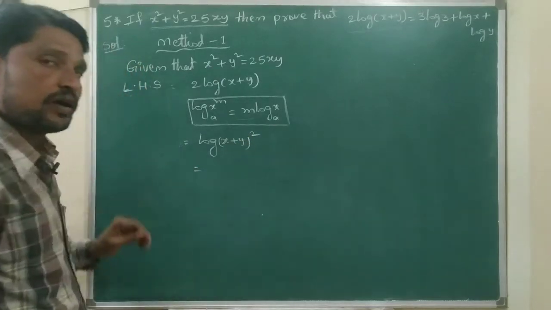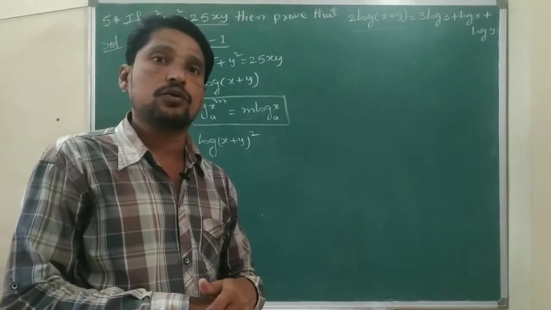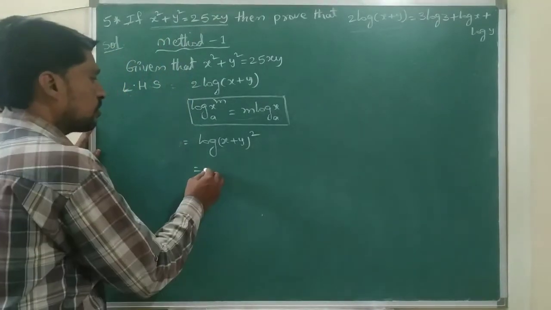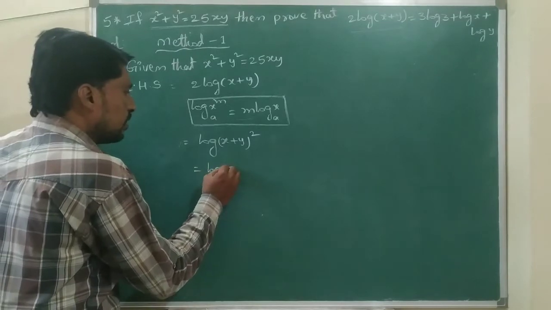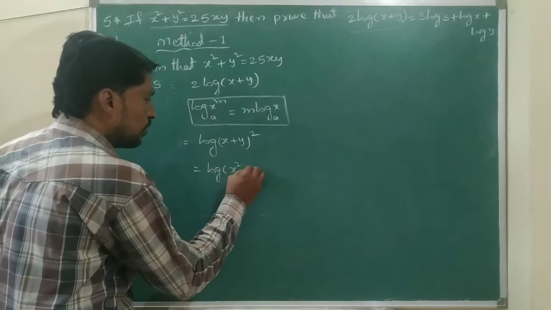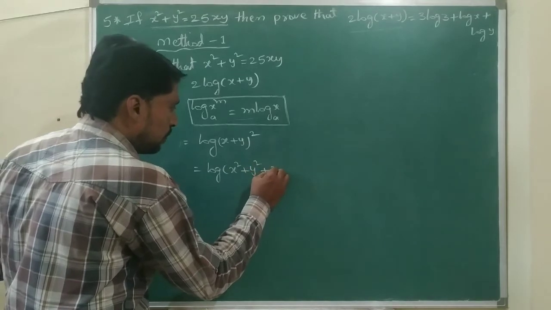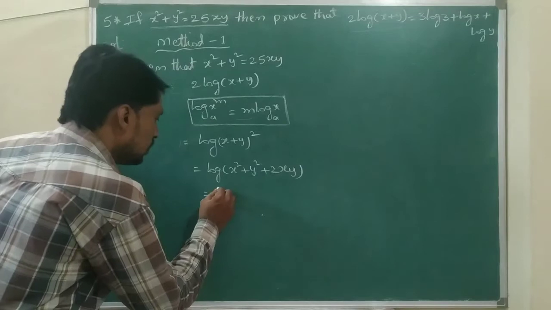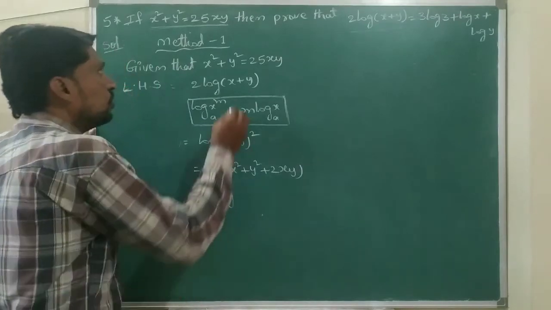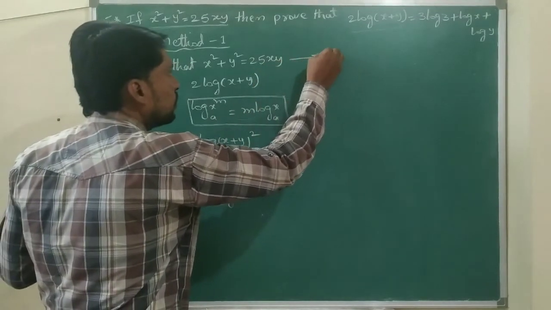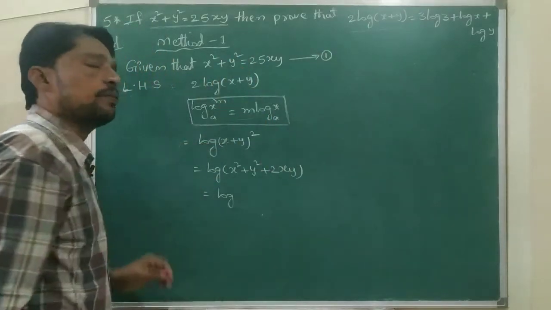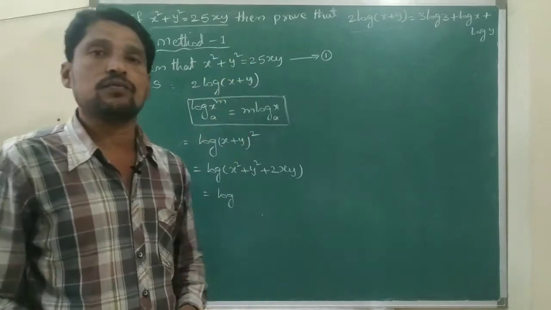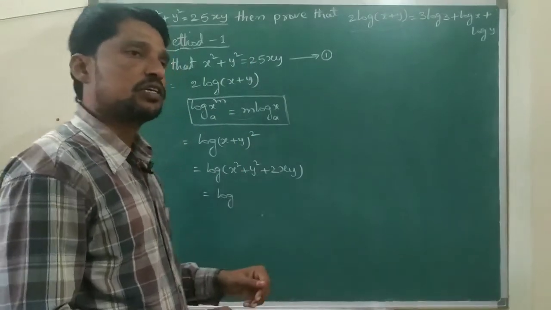So it is of the form a plus b whole square. Already you know that formula, a plus b whole square. You learnt in the small classes. So a square means x square plus y square plus 2xy. That equal log. So this one you can take as equation number 1: given x square plus y square equal 25xy.